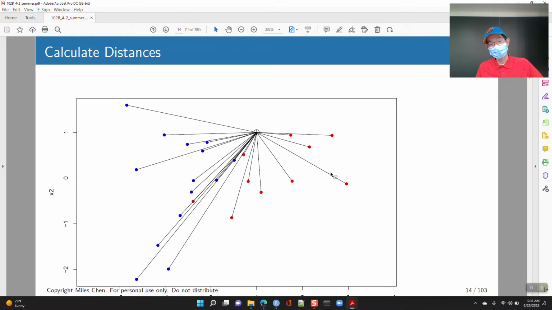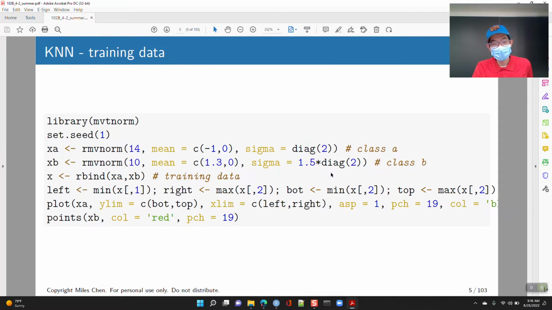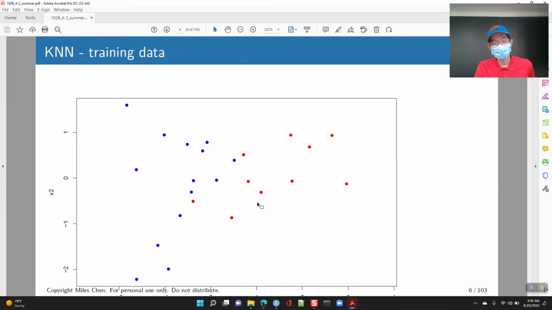I've got 30 data points, 50 data points. How many points do I have? What did I generate? 24 data points, 14 Class A and 10 Class B. Okay, so 1, 2, 3, 4, 5, 6, 7, 8, 9, 10. Okay, so I've got a total of 24 data points.